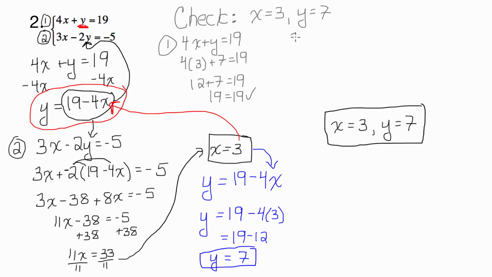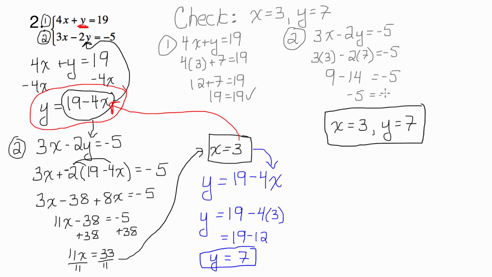All right, so let's check it in equation number 2, which is 3x minus 2y equals negative 5. So let's see if that's true. So again, x is 3, so 3 times 3, minus y is 7, 2 times 7, equals negative 5. So that's going to be 9 minus 14. Does that equal negative 5? And 9 minus 14 does equal negative 5. So we're done, and we're right. So x equals 3, y equals 7.